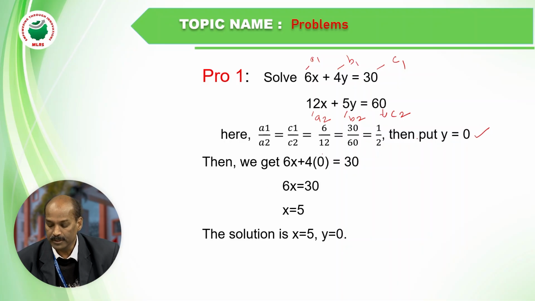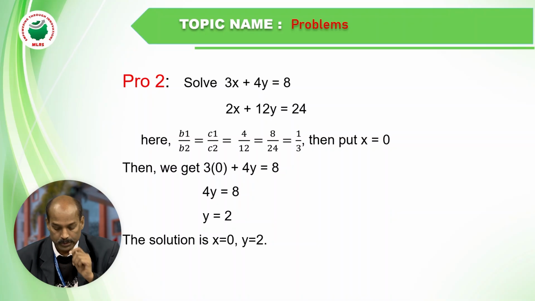So you substitute y equals 0 in equation 1. Then we get 6x plus 4 into 0 equals 30. Now this is 6x equals 30. x is equal to what? 5. Therefore the final solution is x equals 5 and y equals 0. So this is the solution to the given problem. Similarly, move to the other one, problem 2.